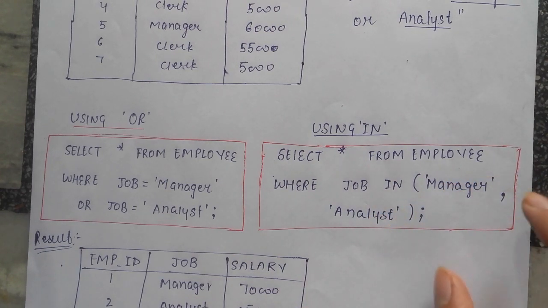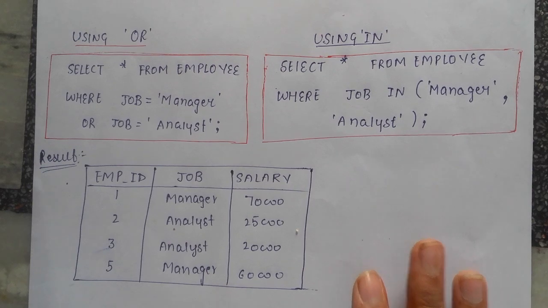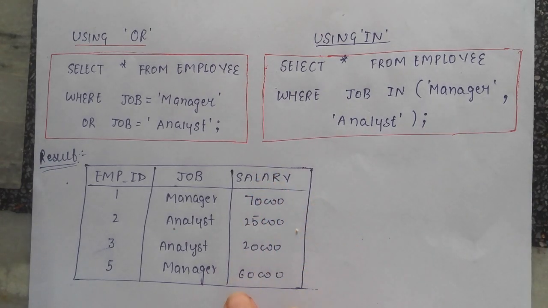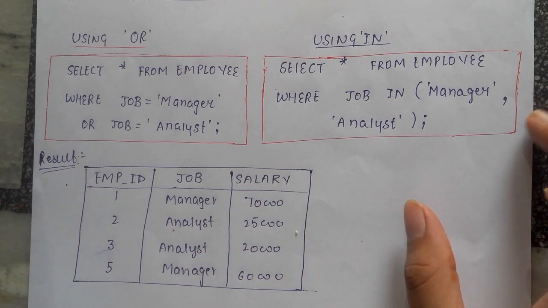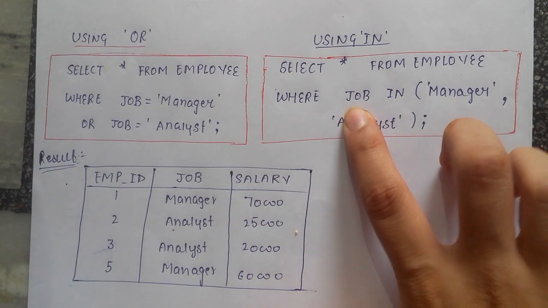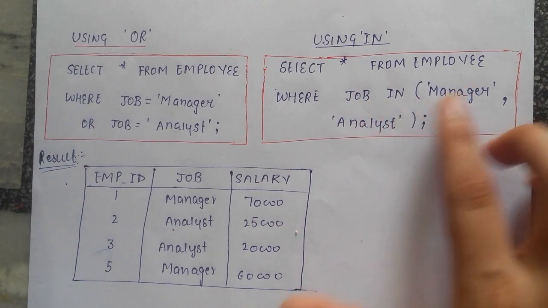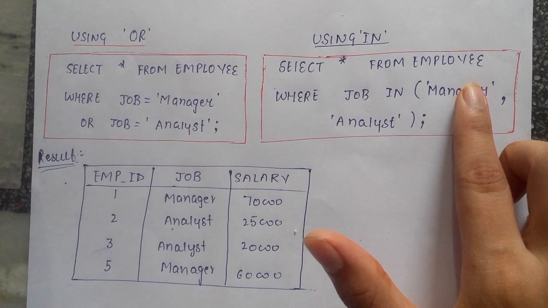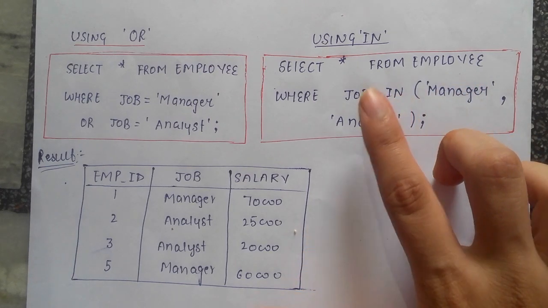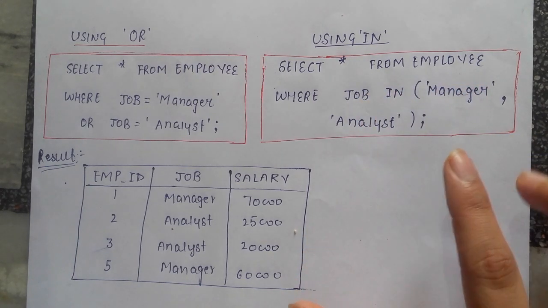So this is the use of the IN operator. What will this query return? This query will return all the employees whose job is either manager or analyst. So this is where we use the IN operator, when we have only one condition but multiple options in that condition, and we want to select the data on the basis of these multiple options of that condition.